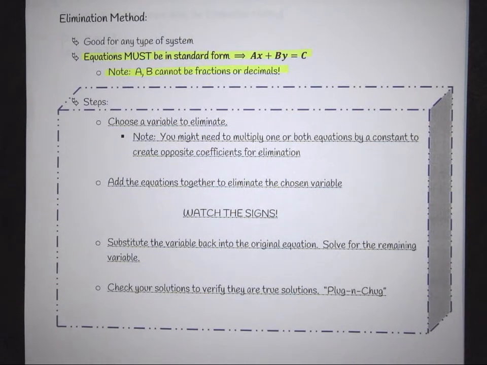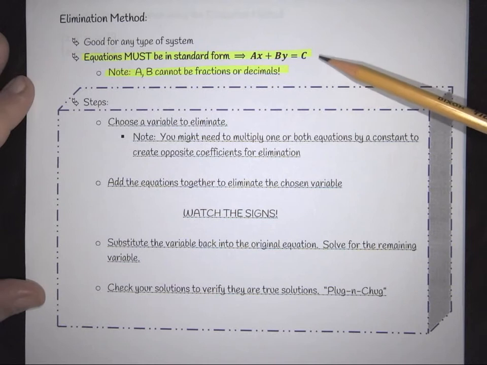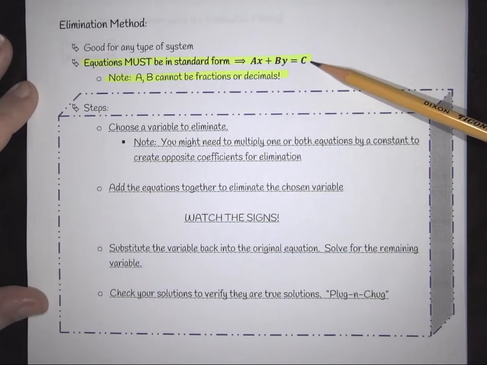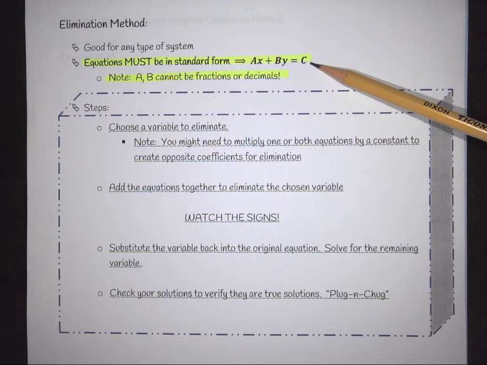The elimination method is a method that can be used to solve a system of equations of any type of system. However, there's a couple rules that you have to follow. The first rule is that all equations must be rewritten into standard form. So when we talk about standard form, we're talking about ax plus by equals c.